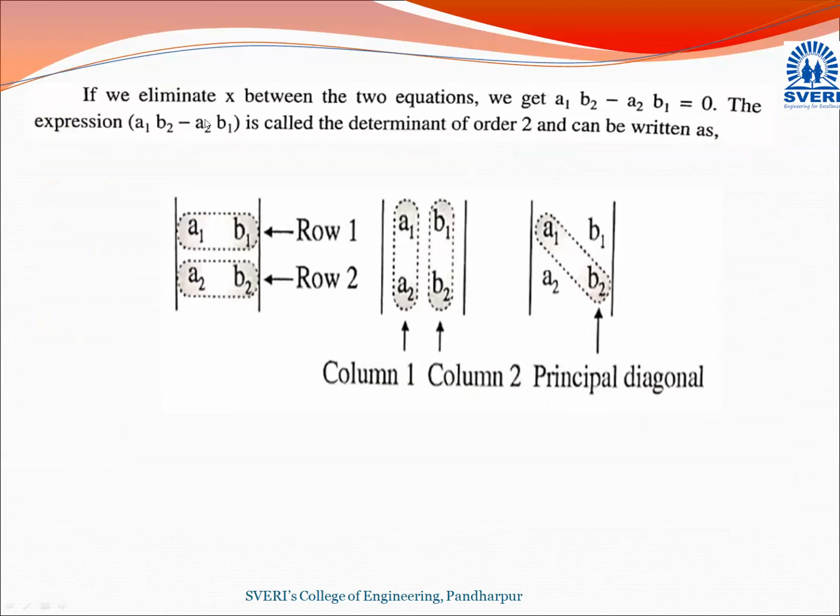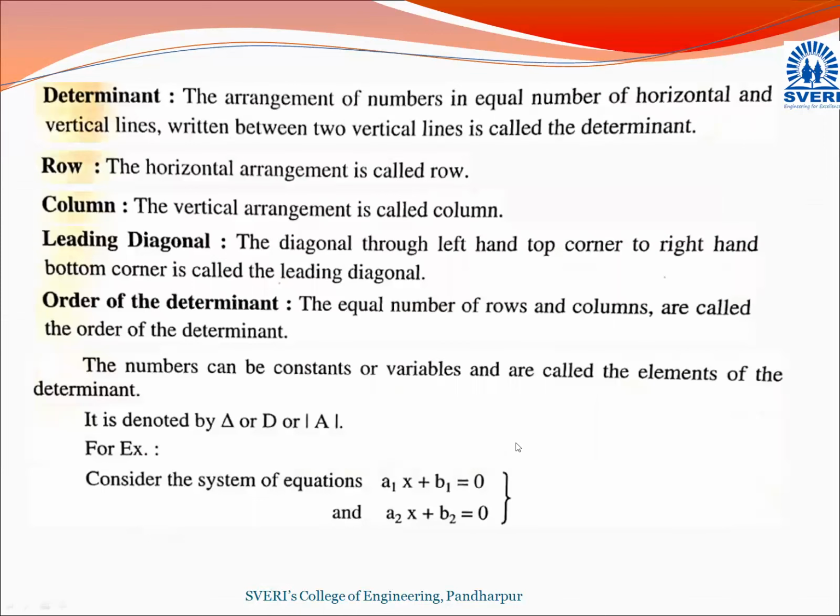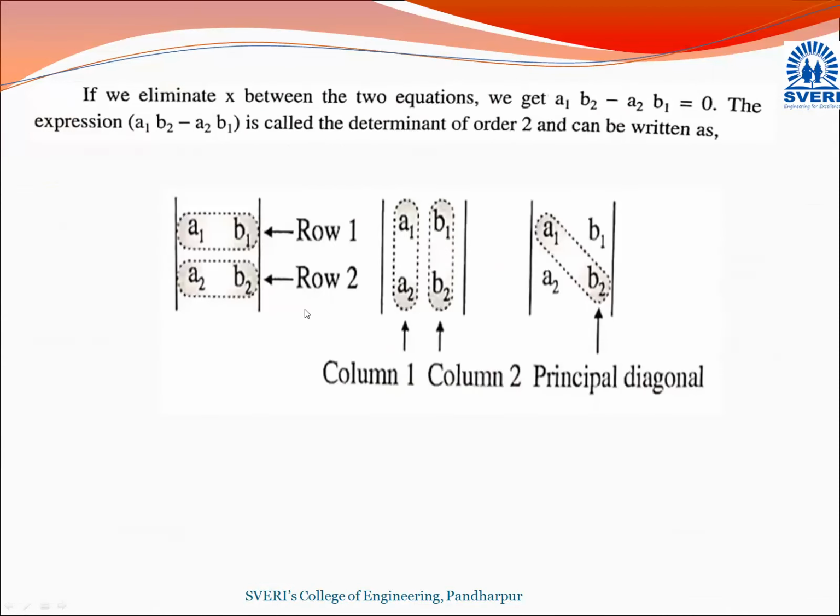If we eliminate x between the two equations a1x plus b1 equal to 0 and a2x plus b2 equal to 0, we get a1 b2 minus a2 b1 equal to 0. That expression a1 b2 minus a2 b1 is called the determinant of order 2 and can be written as follows. Now this equation gives us the determinant.